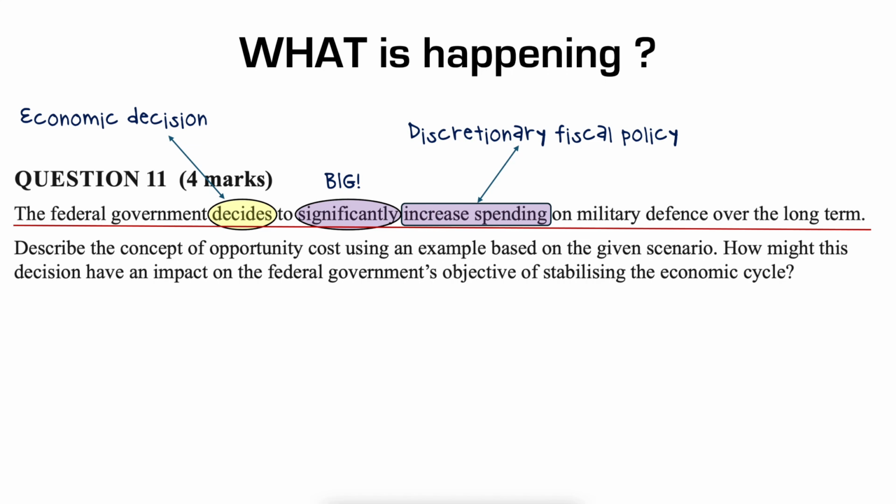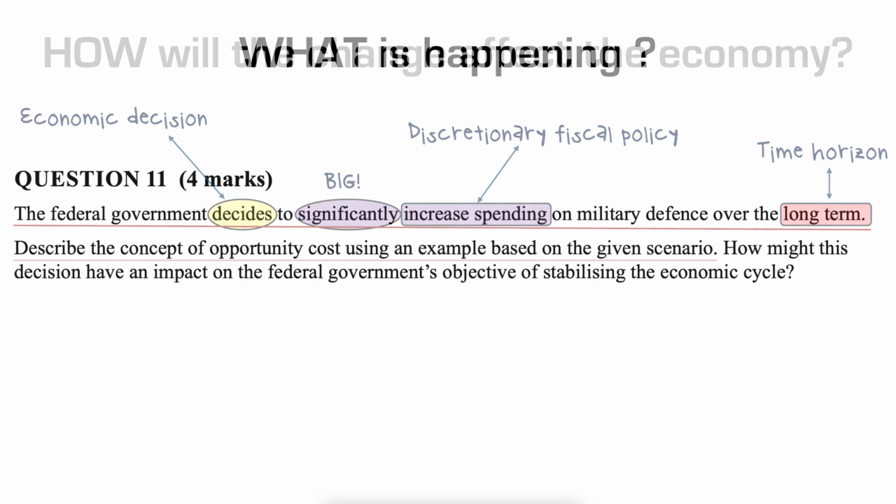So we're looking here at discretionary fiscal policy, putting it into military defence. We don't know whether it's going towards building more weapons or tanks or whether it's going towards increasing the number of employees in military. We don't know anything about that yet. But we do know that they're looking to increase spending over the long term, and that time horizon is very important to consider in this question.